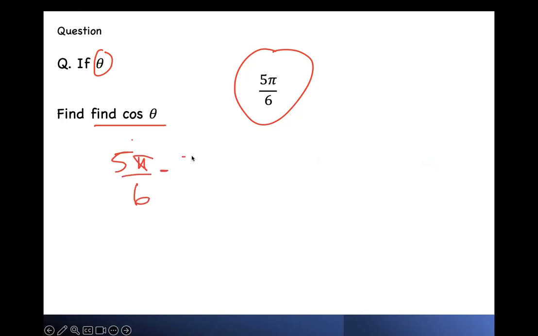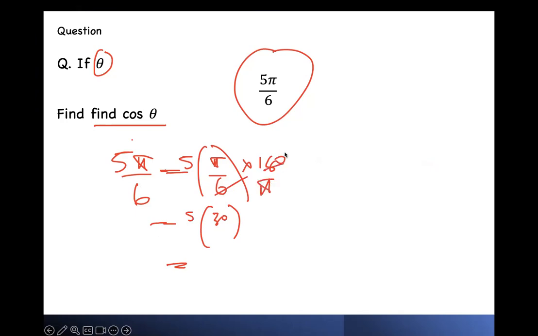This is the same thing as 5 pi over 6, right? But I know pi over 6, by the end of this video you will know that this is 30. How is it 30? Look at it: pi is 180. You just multiply by 180, boom, and then you divide by pi. And this will give you 30. So when you see 6, look at 180 and see how many times 6 can go into it. That's another strategy for this particular portion.